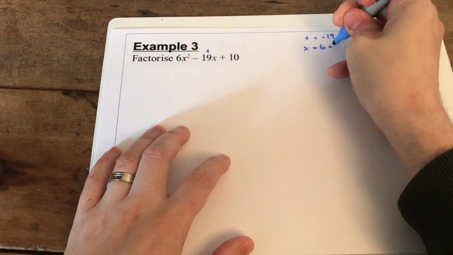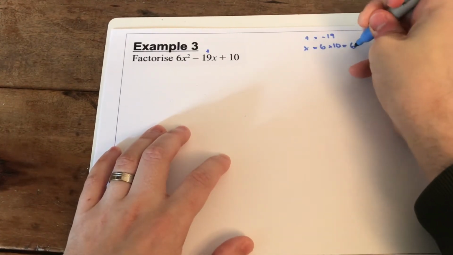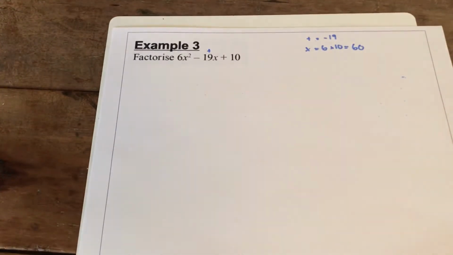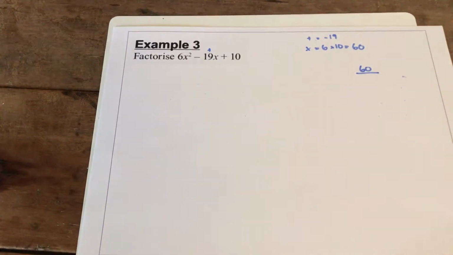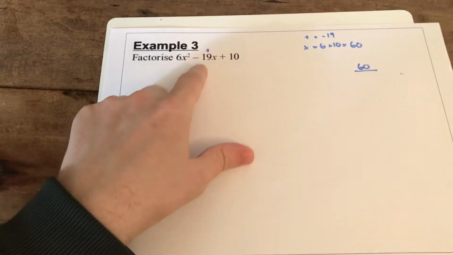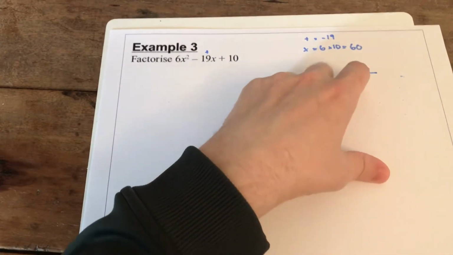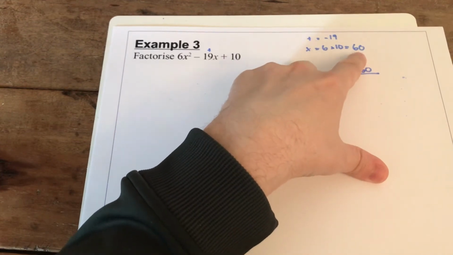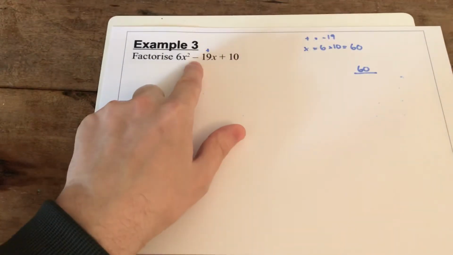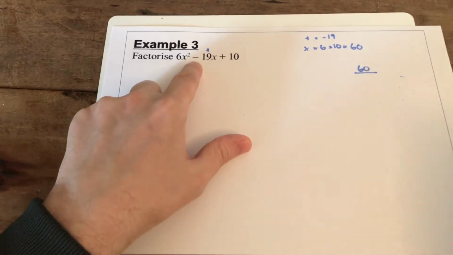6 times 10, which is 60. Now, we want to think numbers that times to give 60, but add to give us minus 19. Now, this is a little bit more complicated because we would normally have gone for two positive numbers in here because it's times to give a positive, but we've got to add to give a negative, so that tells us our two numbers are negative.